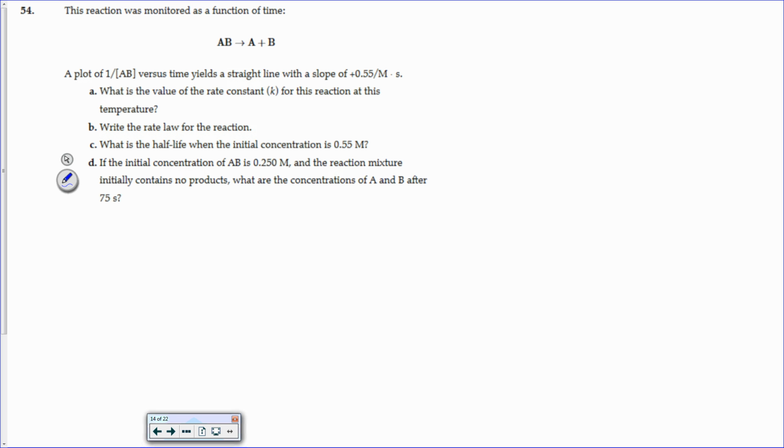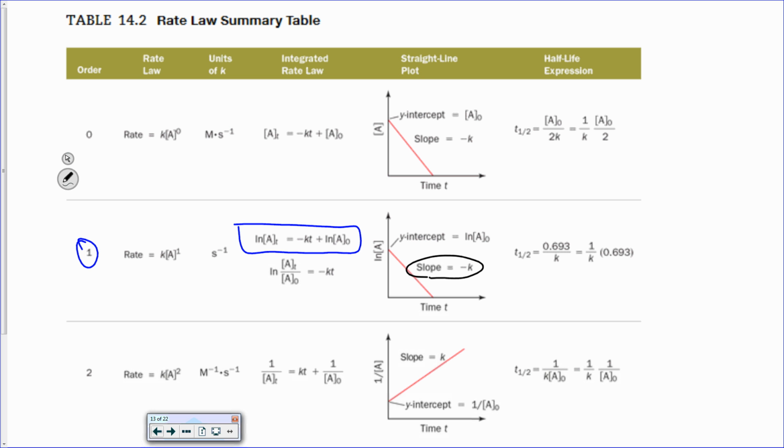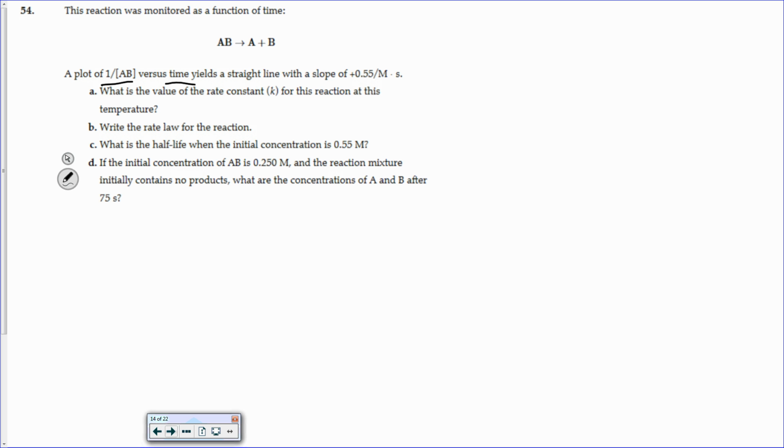So all of those are good examples. If we look at it, a plot of 1 over the concentration of the reactant versus time is a straight line. Go back and figure out which one that is. The one where we plot 1 over concentration versus time is a straight line. That means it's a second order reaction. Okay, so we know it's second order, right? So now we look at the relationship for the slope for second order. The slope is equal to K.